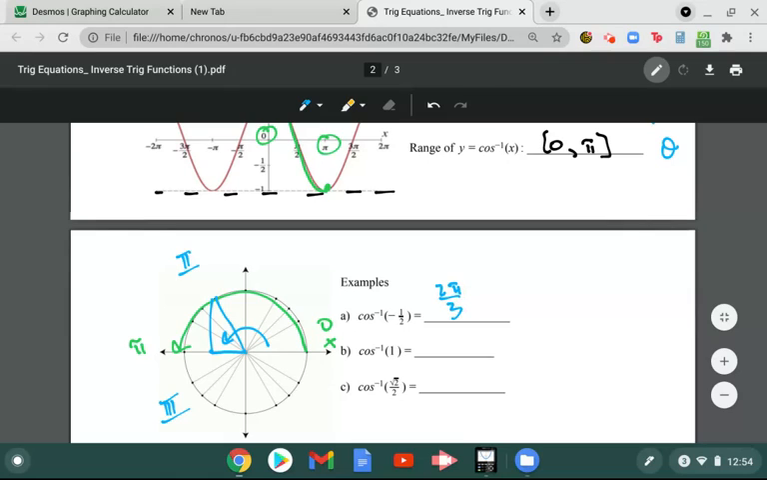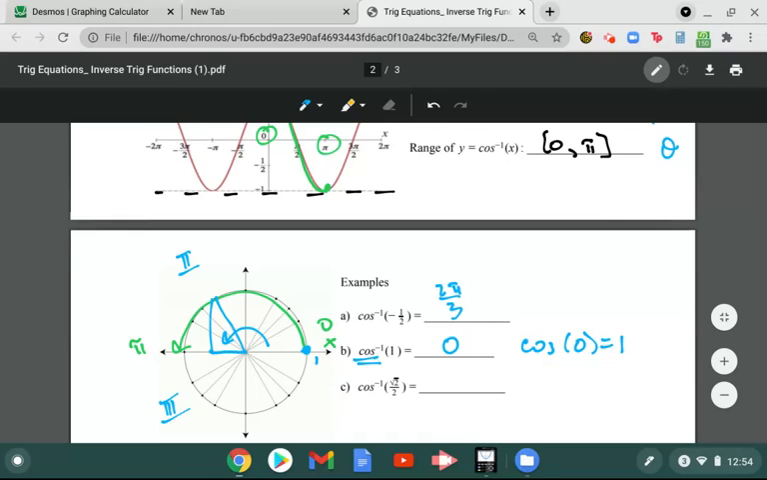Cosine inverse of 1. 1 lives right here as a cosine value. I could describe that by using 0 or 2 pi or 4 pi, lots and lots of different answers, but when I apply cosine inverse, I'm looking for the unique answer between 0 and pi. So the angle is going to be 0. And again, we can check that. The cosine of 0 is equal to 1.